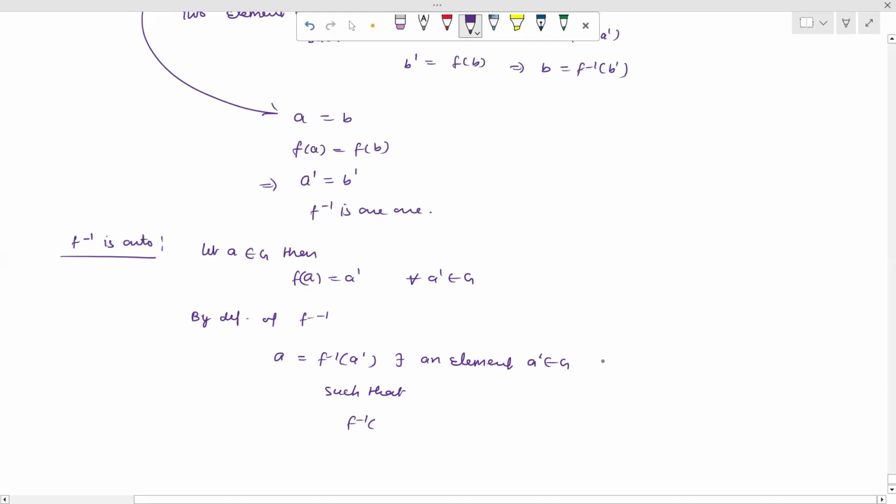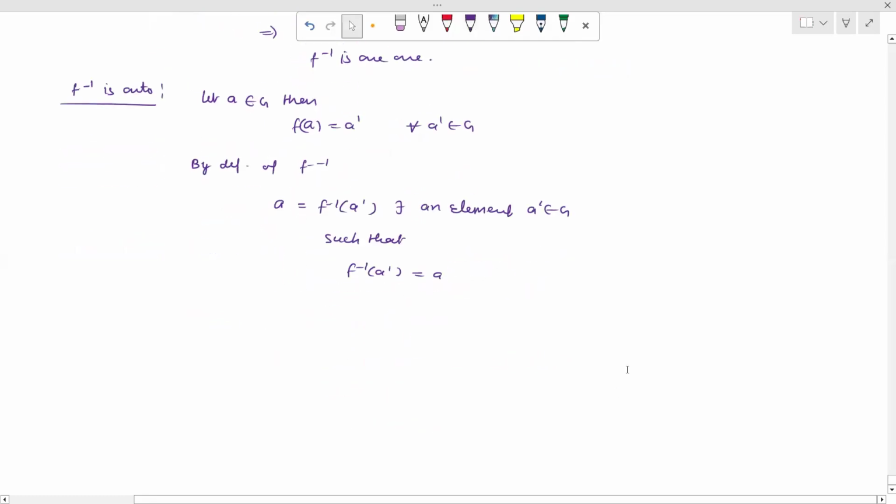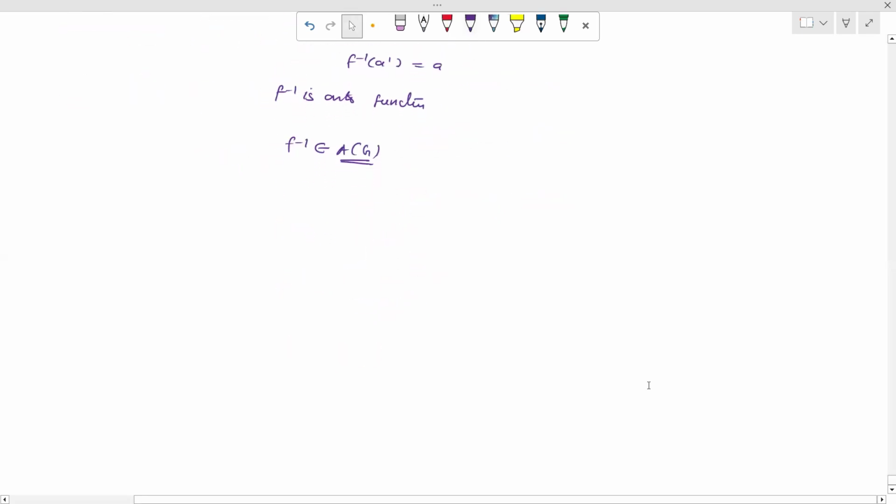such that F inverse of A dash is equal to A. So that means A has a pre-image. So we can say that F inverse is an onto function. F inverse belongs to AG. So this is the third property. Now we shall prove the fourth property, which is the existence of identity.